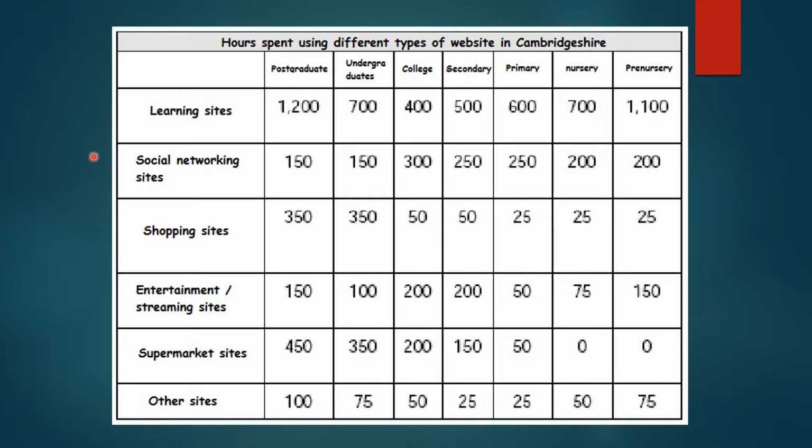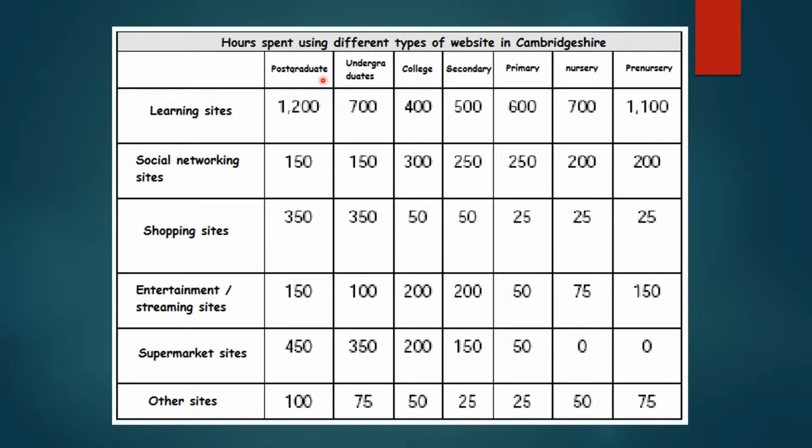So this table gives data on different types of website used by different categories of students. So the horizontal axis shows different types of students, starting with the oldest, postgraduate, to the youngest, pre-nursery. So just a short explanation of this.